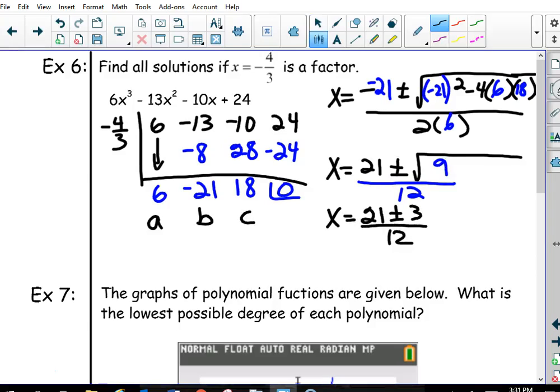They expect us to calculate both of them. 21 plus 3 gives me 24 over 12. That's 2. And 21 minus 3 gives me 18 over 12. Okay, so my 3 solutions, or my 3 zeros, are negative 4/3, and 24 divided by 12 is 2, and 18 divided by 12 reduces to 3/2.